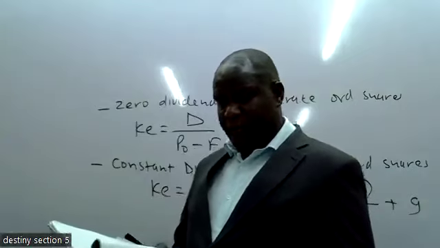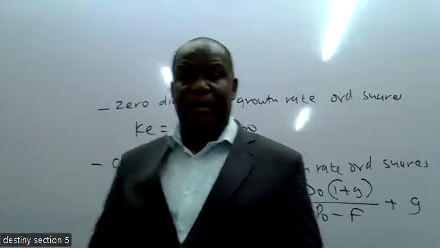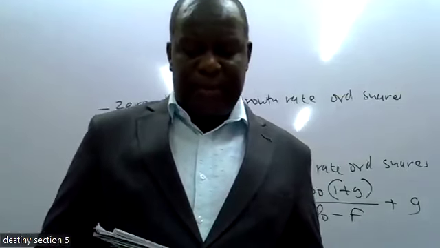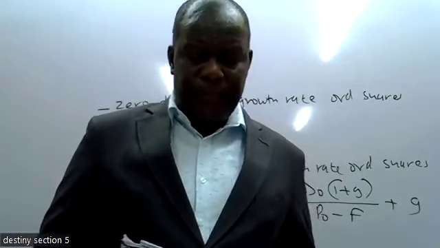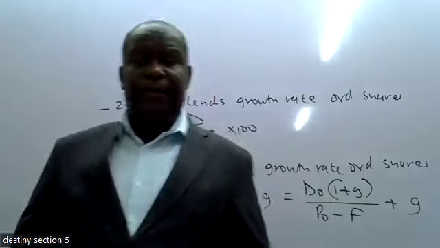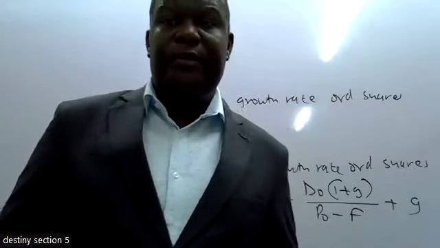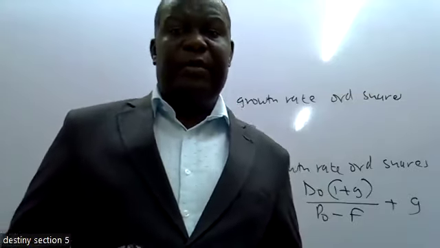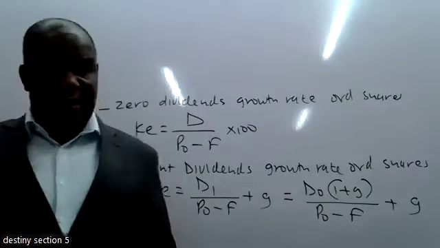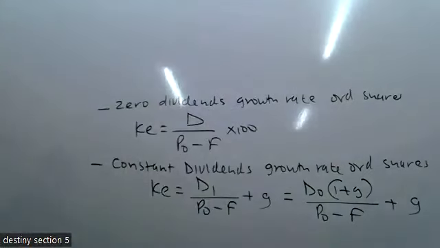Therefore, the cost of the retained earnings is the same as the cost of the ordinary share, except that there will be no flotation costs. And it is calculated as follows.